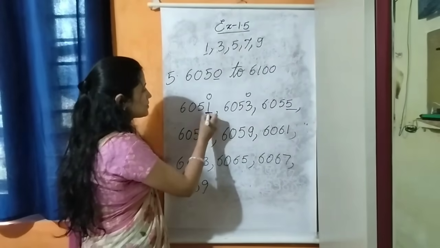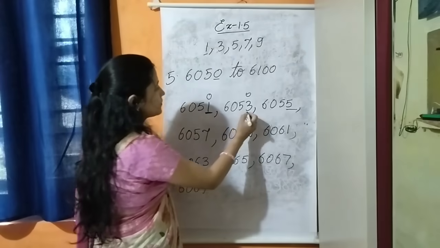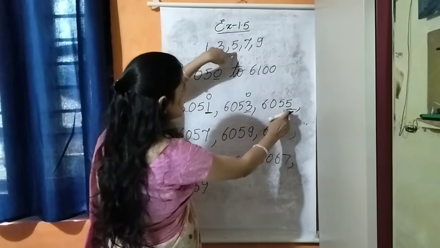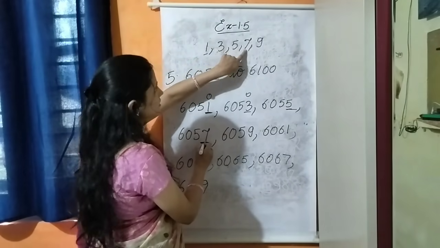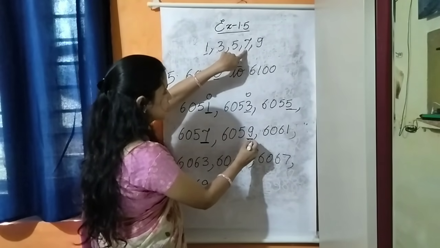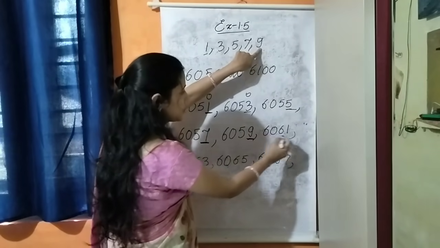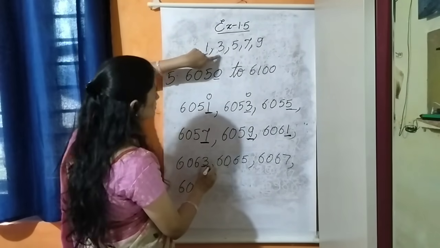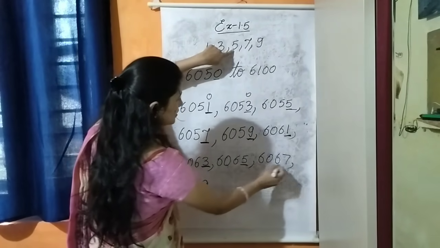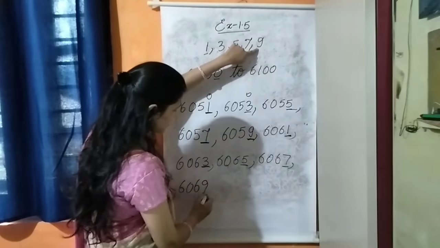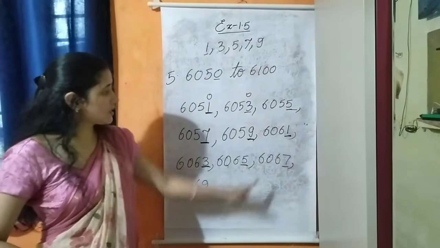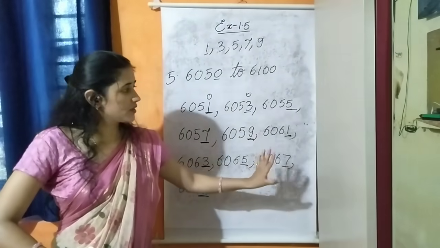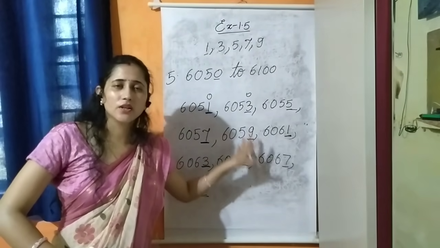So please see, at ones place we have 1, it is an odd number. At ones place 3, it is an odd number. Ones place 5, odd number. At ones place 7, odd number. Ones place 9, then it is an odd number. At ones place 1, odd number. Ones place 3, odd number. Ones place 5, then ones place 7, and then ones place 9. These numbers have 1, 3, 5, 7 and 9 at their ones place. So undoubtedly these are the odd numbers.